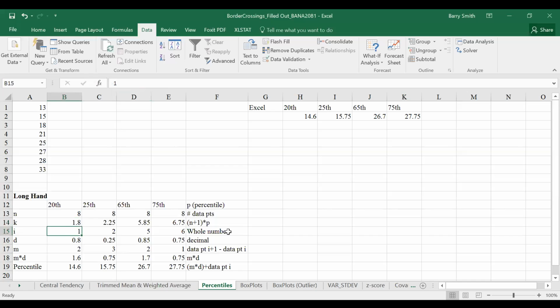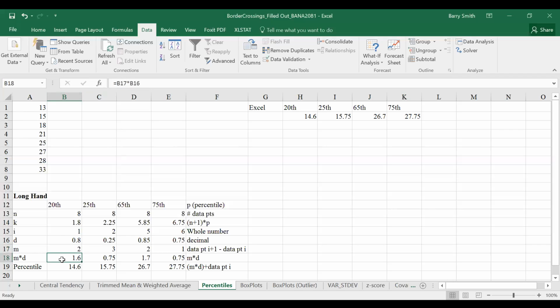Now, I is just the whole number from K, so that's the 1. That's what's in the whole number position. And the decimal part is 0.8, and so that's going to be the D. M, that's going to be data point I plus 1. Well, I is 1, so data point 2, well, that's going to be 15, minus data point I, which is 1, which is a 13. So 15 minus 13 gives us a 2, and so that's just the A2 minus the A1.